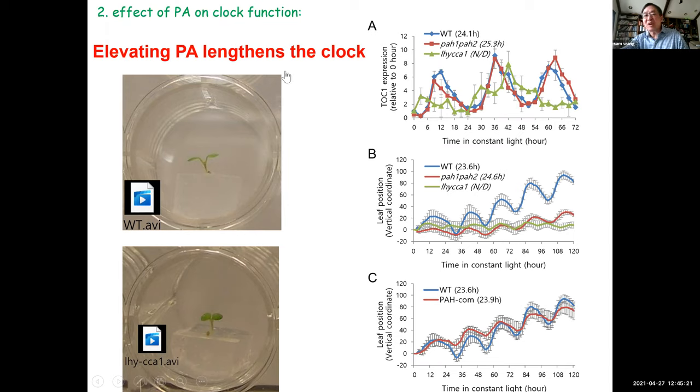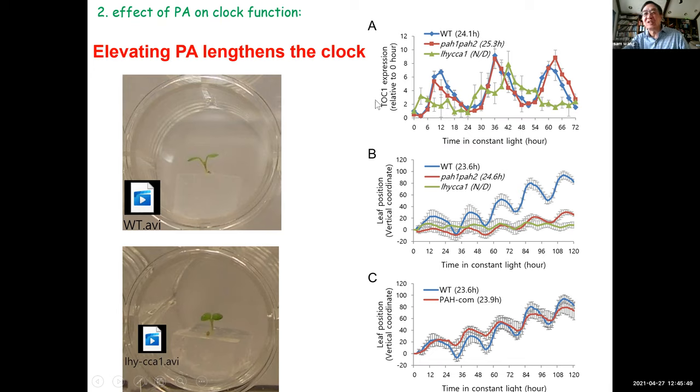What we have found is that if you have elevated PA, that actually lengthens the clock, makes the clock longer. So wild type is about 24 hours, and with increased PA in the PAH double mutants, it's about 25 hours approximately. And this is a mutant, but this is just a control, where you have a complement of the mutant and you restore it to about 24 hours.